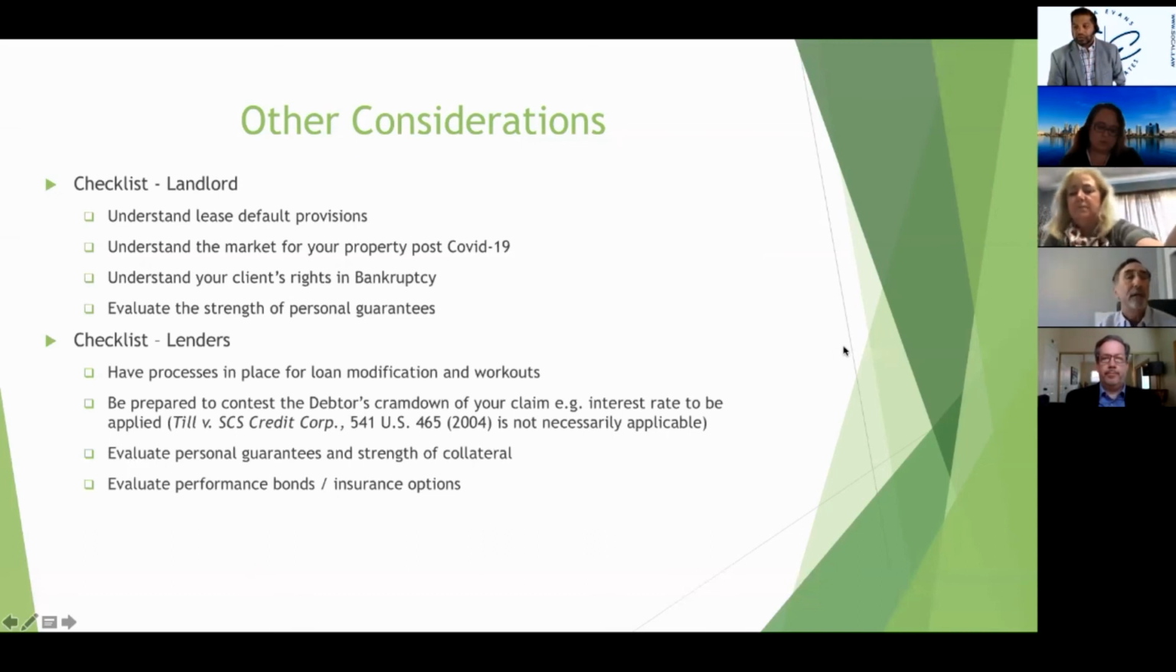And then, Kit, how about dealing with your lenders? Well, one of those bullet points is the interest rate to be applied with respect to secured lenders. Until that Supreme Court case that you see there, decided under Chapter 13, it was very easy, I think, for Chapter 13 practitioners to pick an interest rate because it was a formula based on the prime rate plus 1, 2, or 3 extra percentage points.